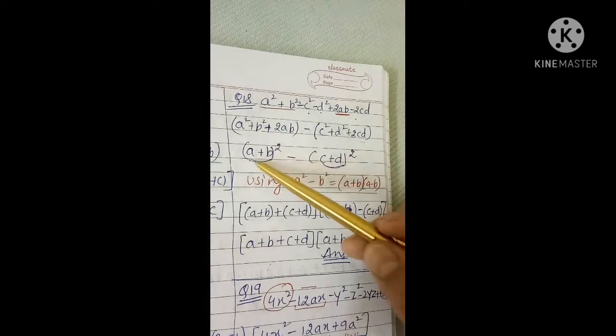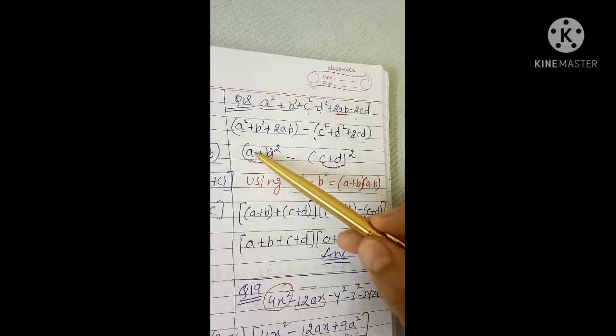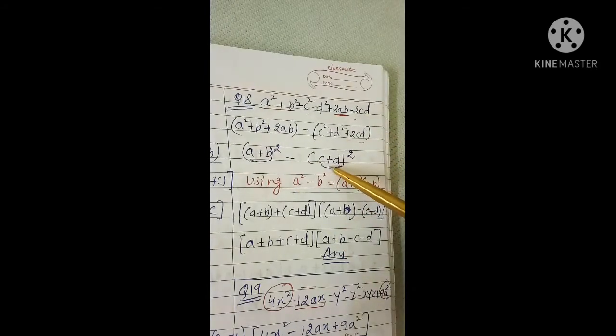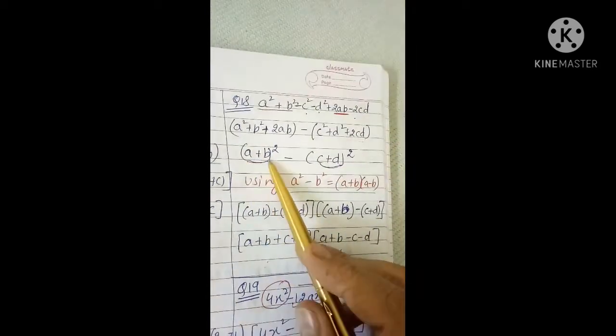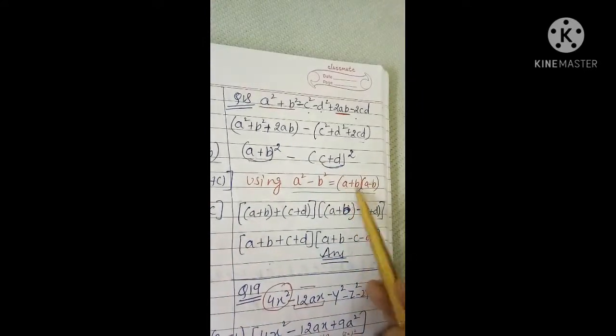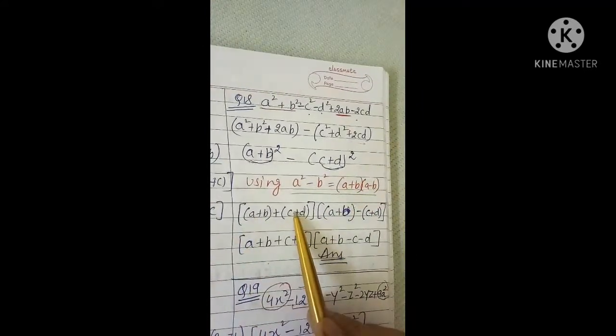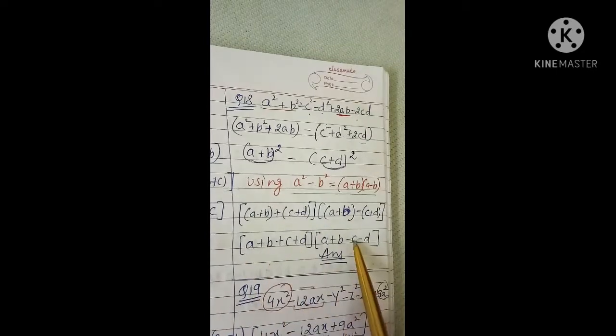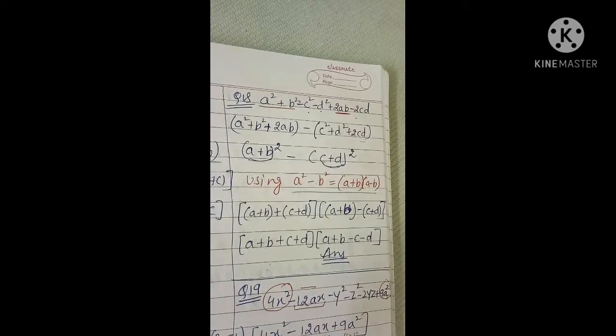Then we can apply the formula again. This is a plus b whole square, this is c plus d whole square. We can again apply this full is a, this full is b. A plus b, a minus b. Then one time we will add, one time we subtract. Just simply open the bracket and we get the answer.